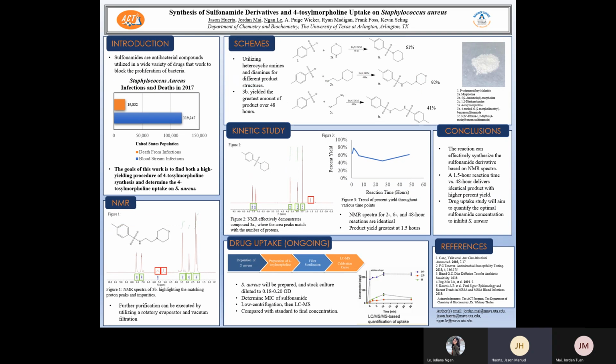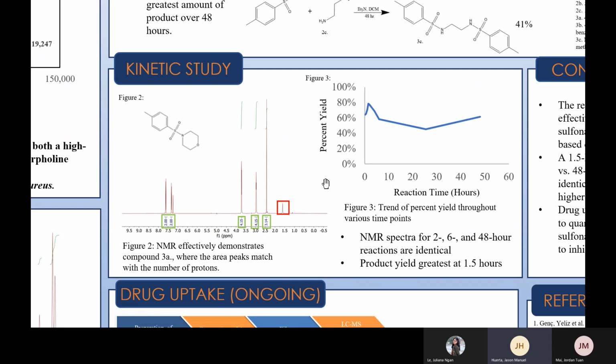expecting. After we have characterized the molecules, we can move on to our kinetic study, where we would focus on one reaction of our sulfonamide and react throughout various time points. We would run an NMR spectra for the 2, 6, and 48 hours, finding that each product yielded is identical.